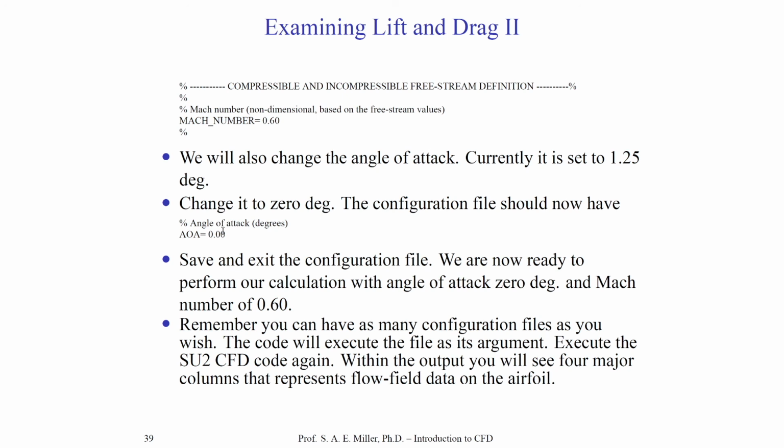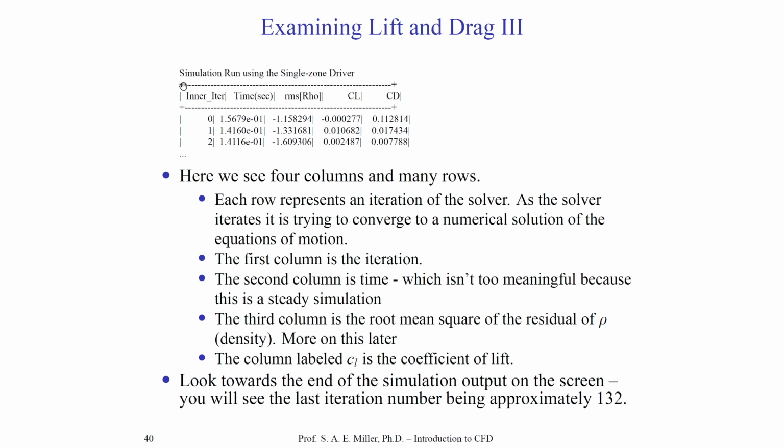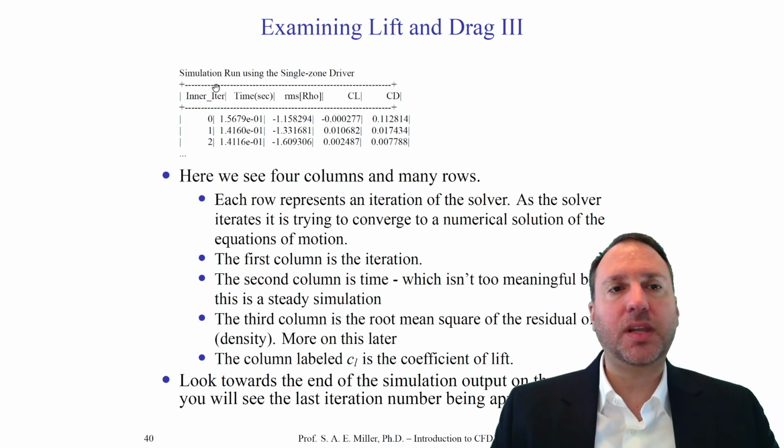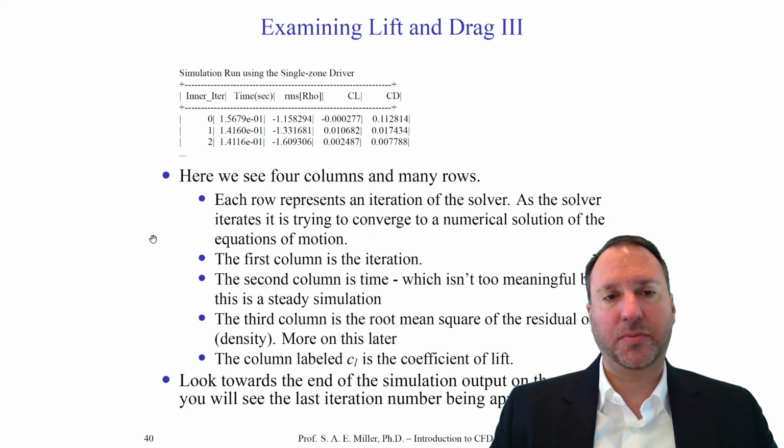Your code will run just like it did before, and you'll see output of the major columns. You'll see columns like this. The simulation runs using a single driver. Anyway, you'll see iteration 0, 1, 2, etc. And all the information will be the same as before except for the Mach number and angle of attack. And here's your coefficient of lift and drag at initial iterations. Once again, you'll see these columns. And remember, each row represents an iteration as the solver is trying to converge to a numerical solution.